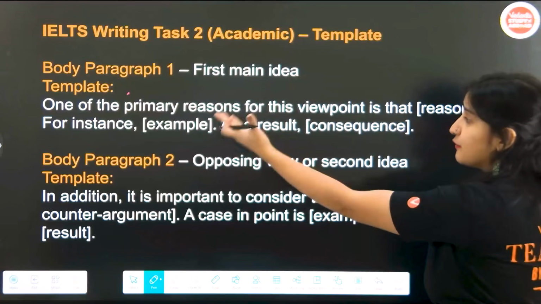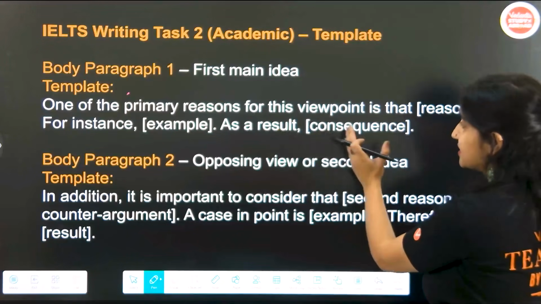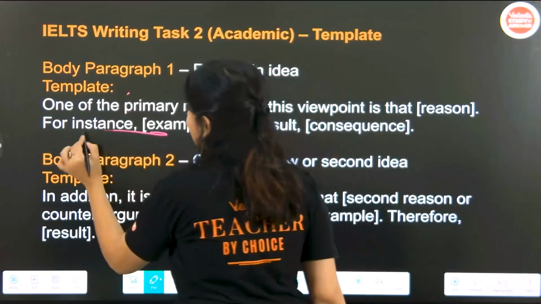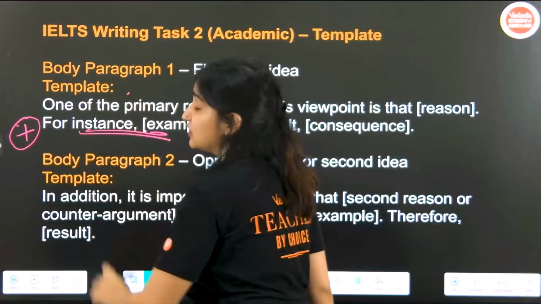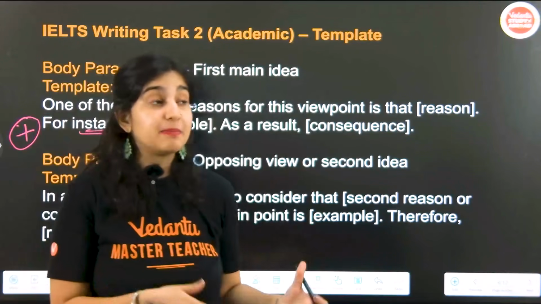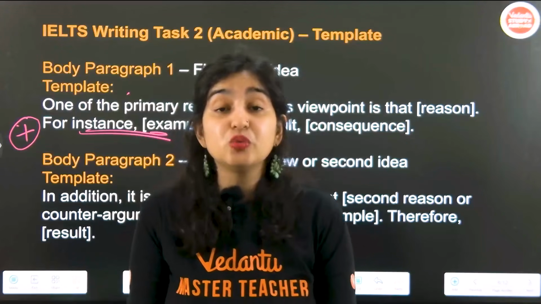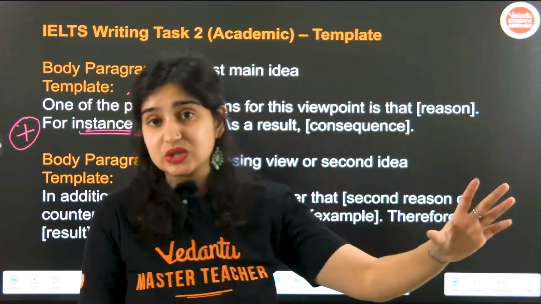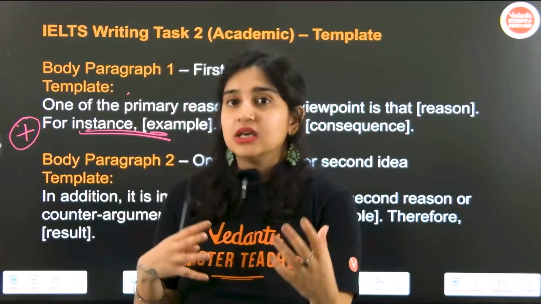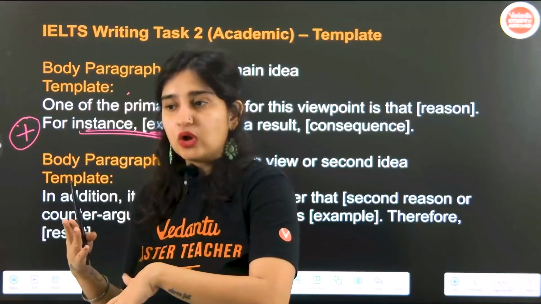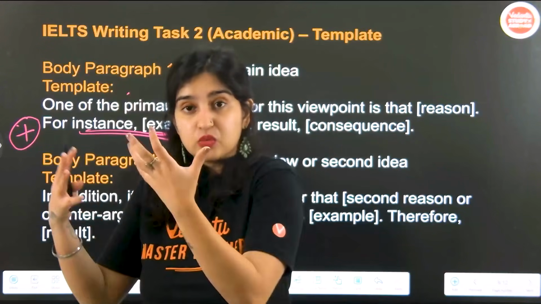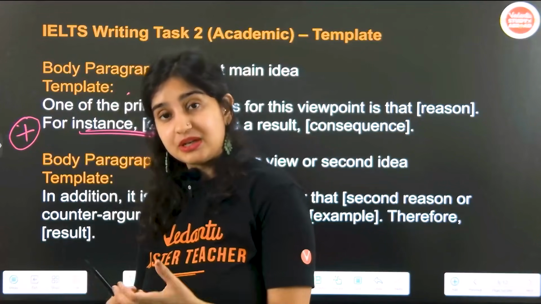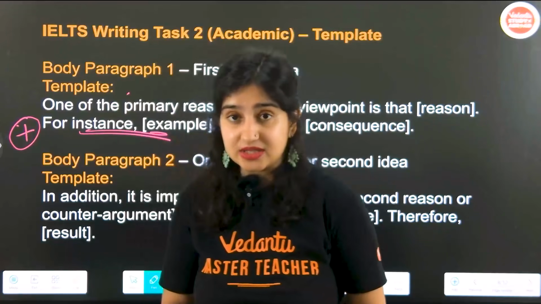Okay, so here, first main idea, one of the primary reasons for this viewpoint is that, and then you add the reason. For instance, you add the example. As a result, what happens? So here, remember that adding examples is a huge plus. Make sure you're doing that throughout the essay. And because this is an opinion essay, here you can add examples rooted in real life, okay? Unlike task 1. So these are very different tasks. Here you can also use your own understanding of the world and everything that you've read to add to your opinion, because this is your opinion at the end of the day that you're giving.